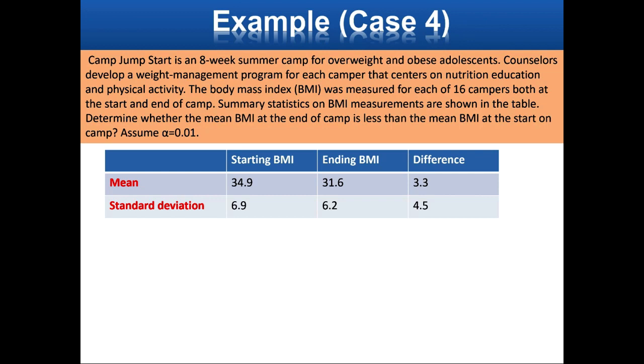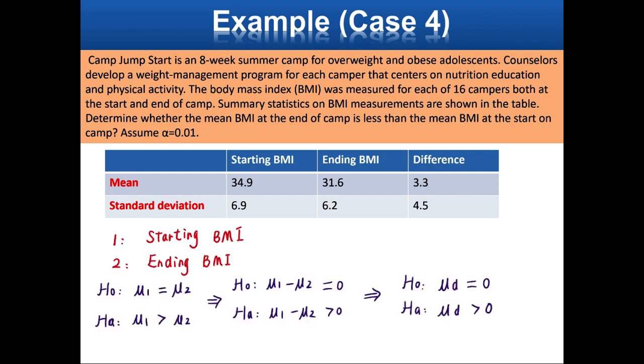Although a lot of information is provided, this is case 4, the paired difference, because each individual camper is compared to themselves. They compare the BMI at the start of the camp to their own BMI at the end of the camp. The same unit is repeated, so it will be the case for paired difference.